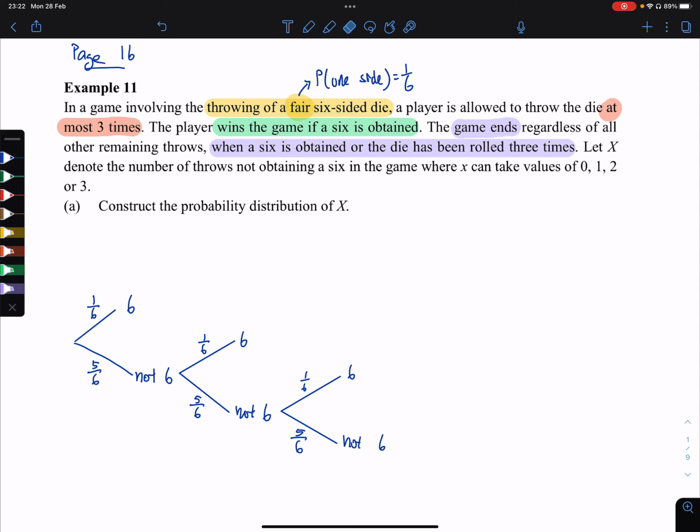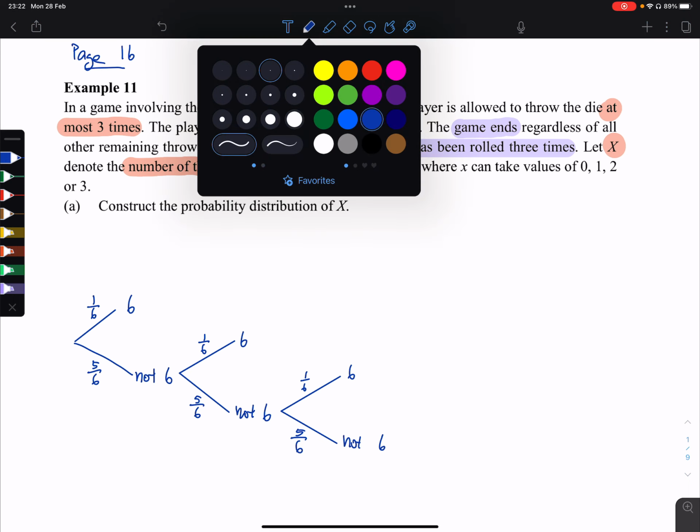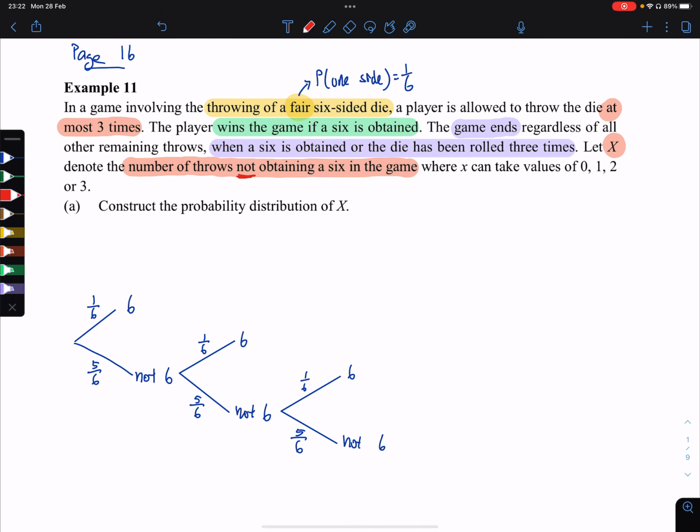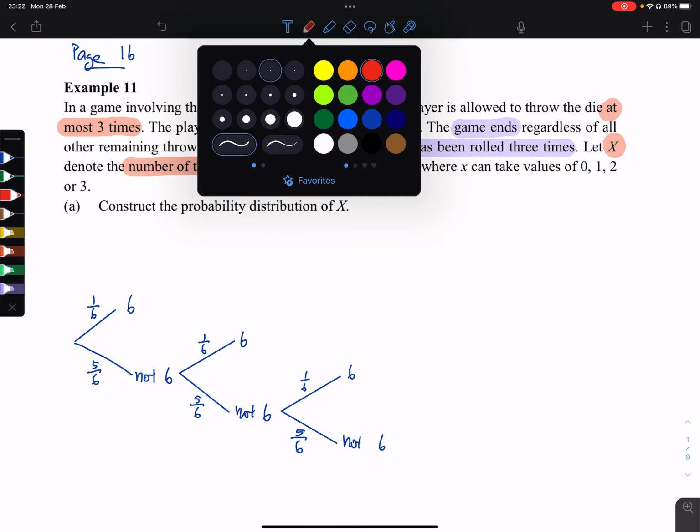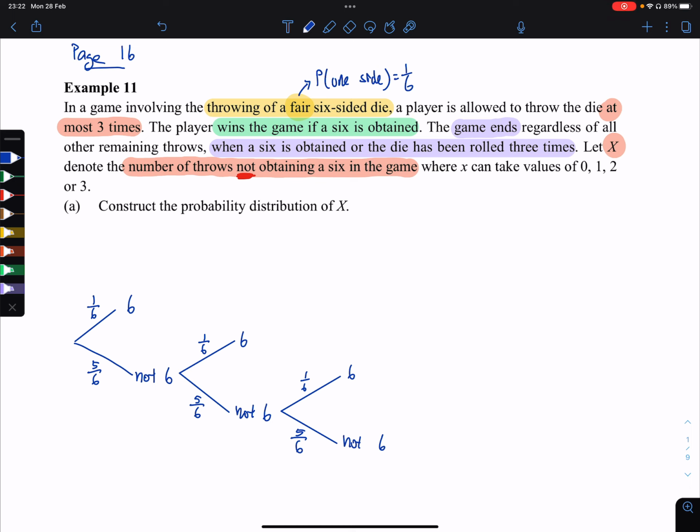There is a random variable that is being defined for us. The random variable X is defined as the number of throws of not obtaining a 6 in the game. Okay, take note. A little bit tricky here is the part about not obtaining a 6. So let's just see what it means. Now this question tells us that X takes values of 0, 1, 2, or 3.